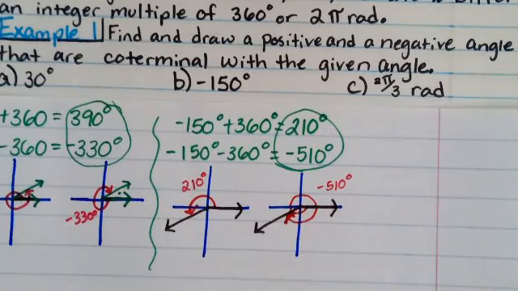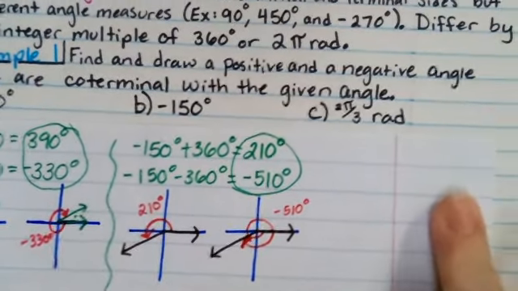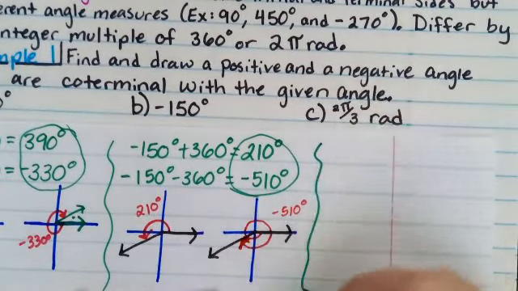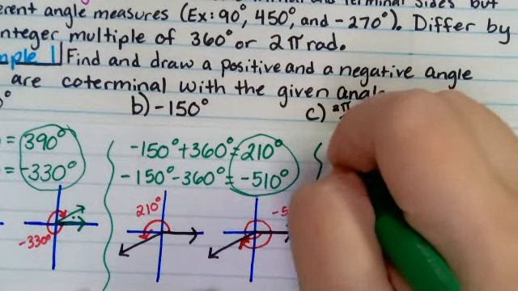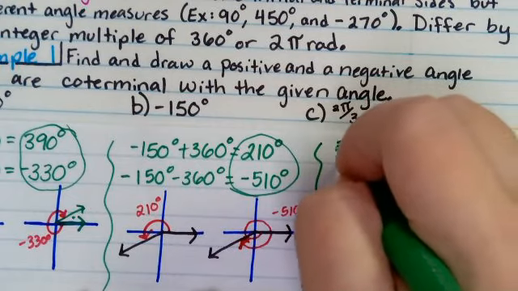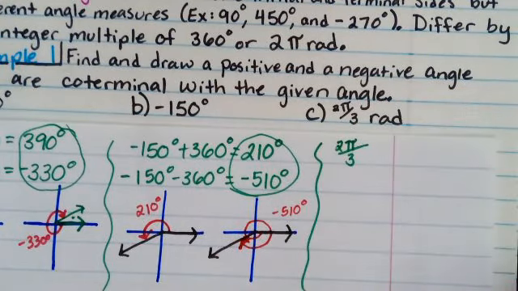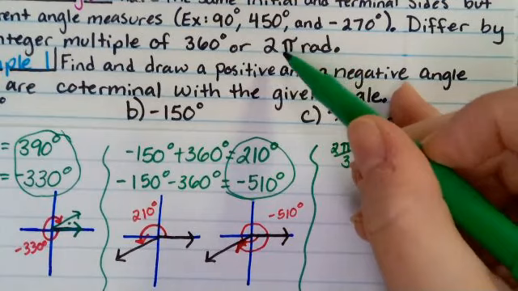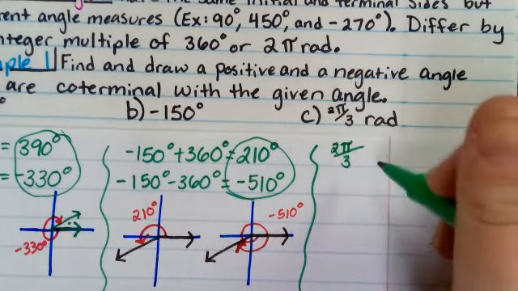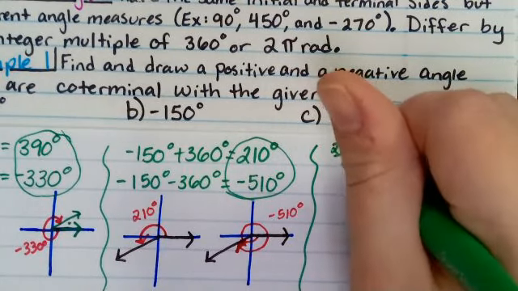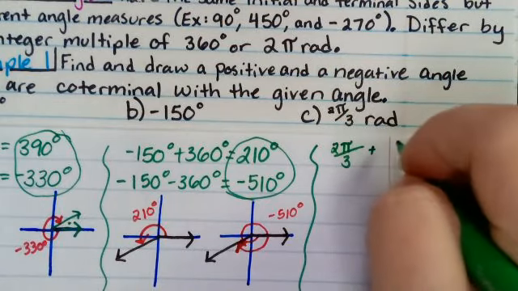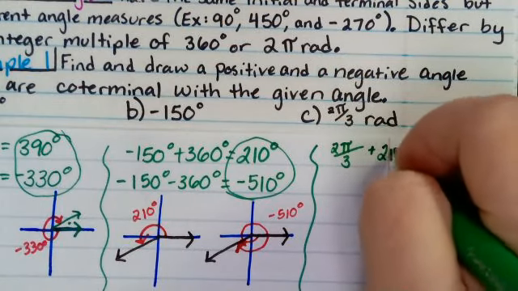Got one more right over here. 2 pi over 3 radians. All right, so if we've got 2 pi over 3 radians and I want to get a coterminal angle, now, you are going to have to be a little bit careful because we're going to be adding 2 pi to the 2 pi over 3, meaning you have to remember how to add fractions. So just keep that in mind, okay?